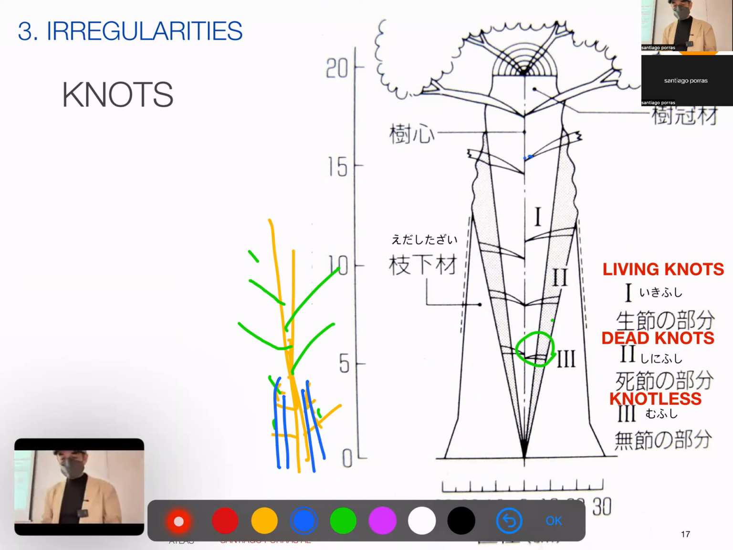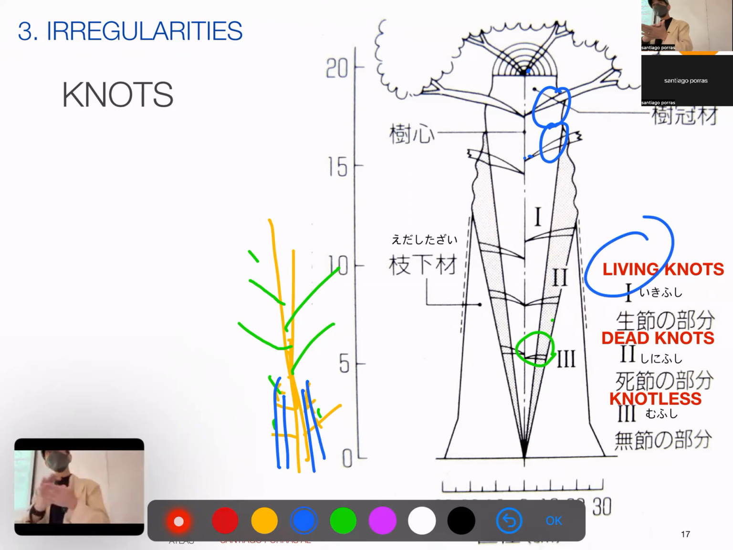It's important to know that the branches grow from the core of the tree. And really, the root is in the center of the trunk, right? Always. So we can distinguish 3 areas. One in which the branches are alive, living knots. The grain changes, but it's compact timber, so we don't see the problem. There are places in which the branches were already dead when the tree was growing, and they're not fused together. This is like really having a hole, and we have to consider it. It's what we call the dead knots, right?